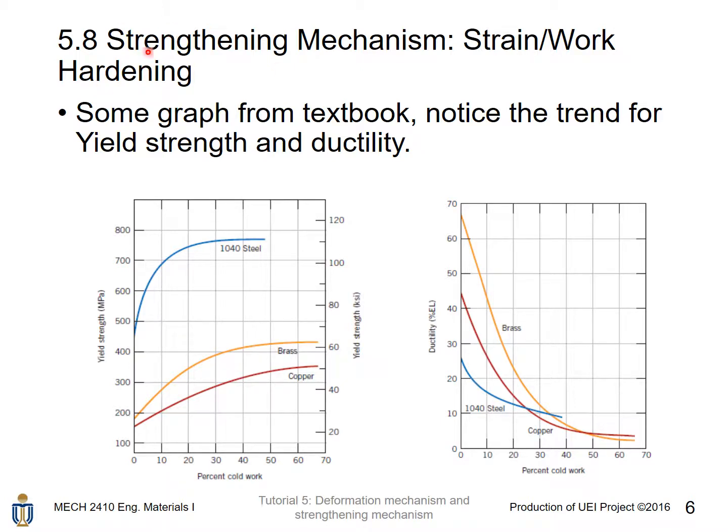Again, there is some graph from the textbook. Notice the trend for yield strength and ductility. If the yield strength is work hardened to be higher, that will mean that the ductility will be decreased. If the yield strength is low, that means the material hasn't been cold worked enough, then the ductility will be large. As shown here, you can see the corresponding trend for these two graphs. The graph at the left is the yield strength, and the graph at the right is the ductility.